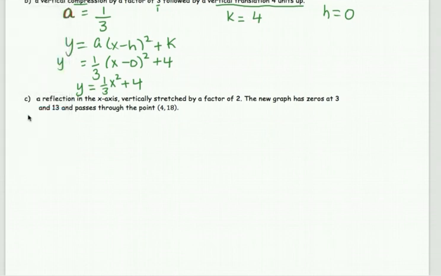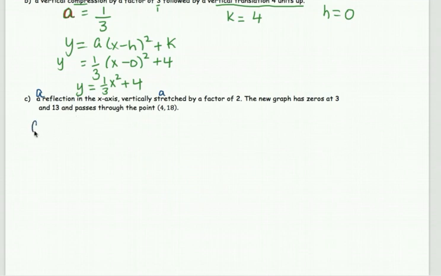Okay, so on to the next one. Again, even if it helps you, you can say reflection. Okay, I know that's the A value. Vertical stretch. Oh yeah, that's the A value too. The new graph has zeros. Okay, and a point. Okay, so there's some new terminology here we'll go over.